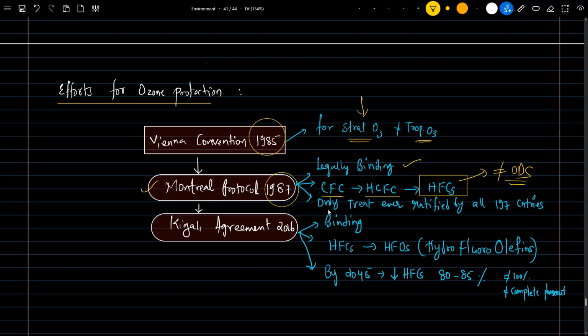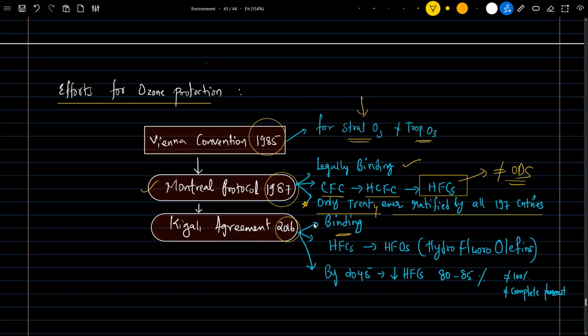There is a unique characteristic of this protocol. It is the only treaty that was ever ratified by all 197 countries. This is the speciality of the Montreal Protocol. And next after the Montreal Protocol, in 2016 there is the Kigali Agreement. It is also a binding agreement.